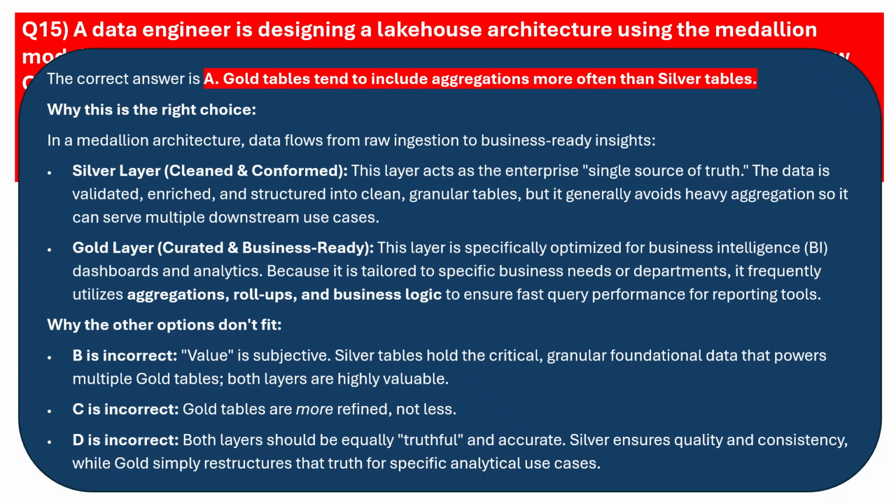Why is this the right choice? In a medallion architecture, data flows from raw ingestion to business-ready insights. Silver layer, cleaned and conformed: this layer acts as the enterprise's single source of truth. The data is validated, enriched, and structured into clean, granular tables, but it generally avoids heavy aggregation, so it can serve multiple downstream use cases.